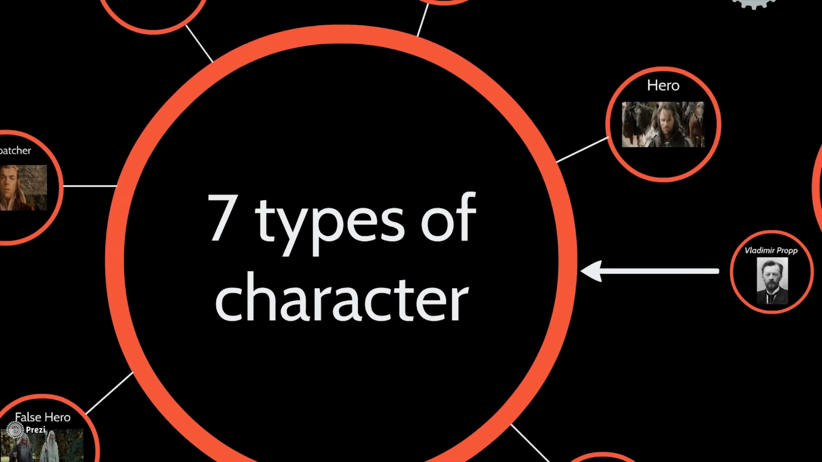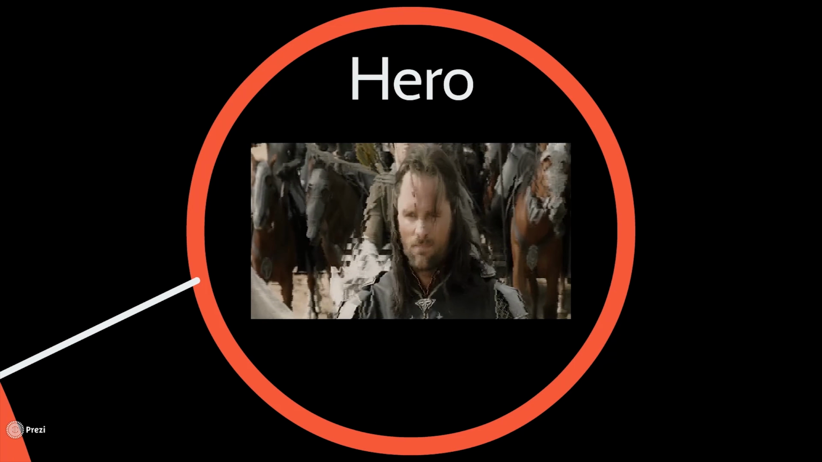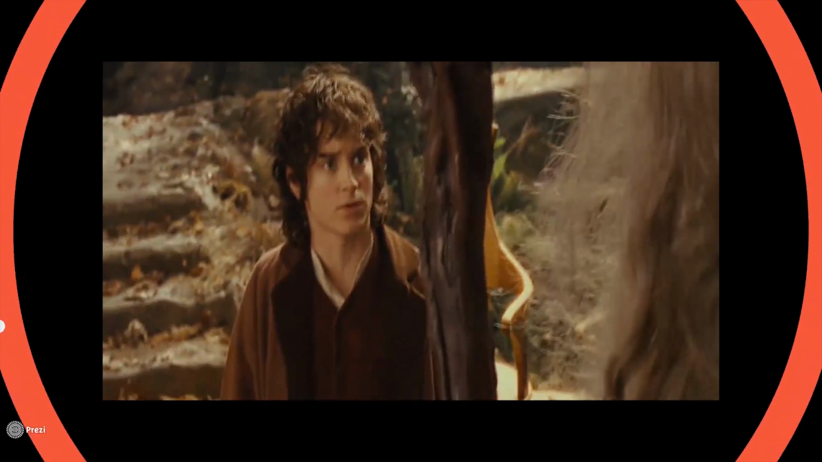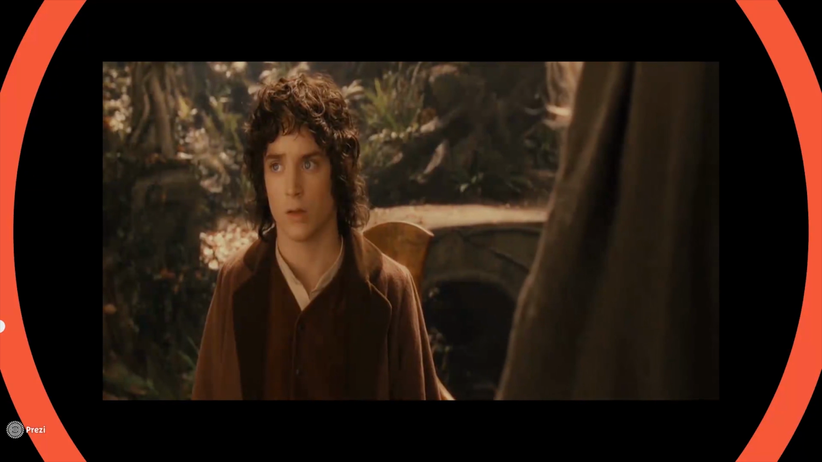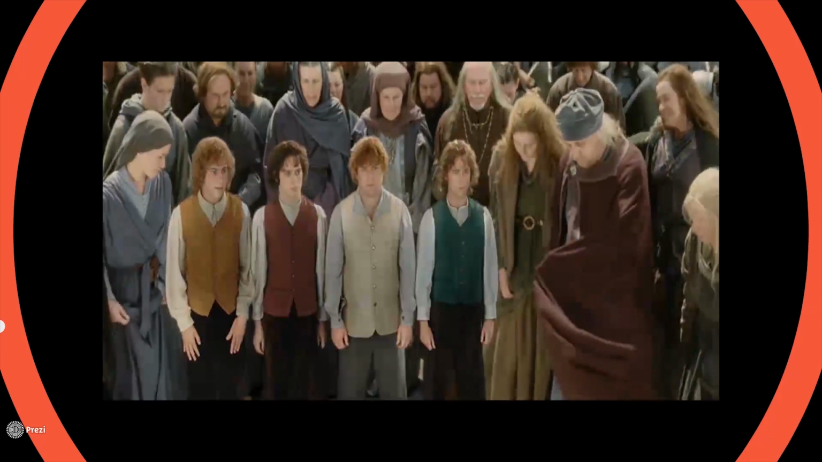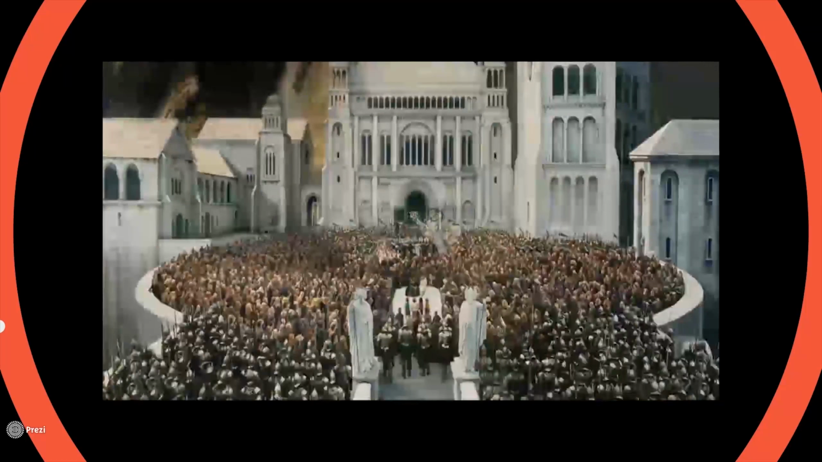The first type of character is the hero. This is normally the main character, and they are usually strong and fight against the villain. In The Lord of the Rings, Frodo is the hero. We can also argue that Aragorn is the hero.